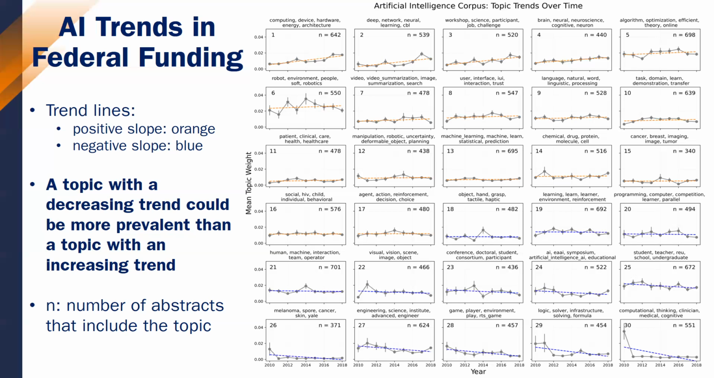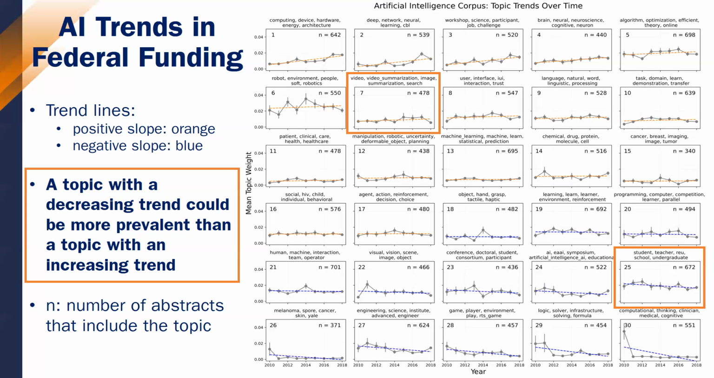We have 2 measures of prevalence represented on here. The first is that mean topic weight over time trend. For the trend lines, those with positive slopes are orange, those with negative slopes are blue. The other piece of information we have on here is the n equals in the upper right-hand corner of each plot. And that's the number of abstracts that include that particular topic. All of the plots on here are on the same scale so we can compare across topics.